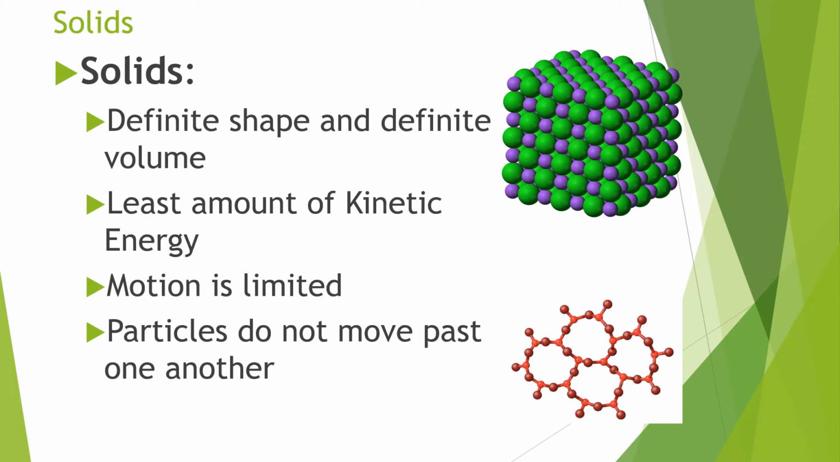So in general, solids have definite shape, definite volume. So regardless of their container, they're not going to take the shape, they're not going to change their volume. They have our least amount of kinetic energy, meaning our particles are moving very, very slowly. So their motion is limited and their particles can't move or slip past one another. So very much fixed in place, but don't think of it as they're not moving at all, because the only way particles would ever stop moving would be if we were at absolute zero. But they're moving very, very, very slowly.